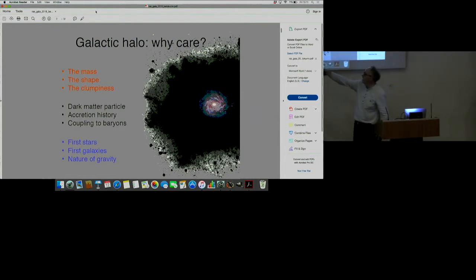We're interested in its mass, its shape, and its clumpiness. And the reasons for that are given below. They're controlled by the nature of the dark matter particle, whether it is warm, hot, or cold. It's also dependent on the accretion history of the Milky Way, how the dark matter and the stars in the halo were assembled, and therefore the coupling of the dark matter to the baryons. And this leads directly to consideration of the first stars and the first galaxies and the nature of gravity. So that's why we're interested in the galactic stellar halo.